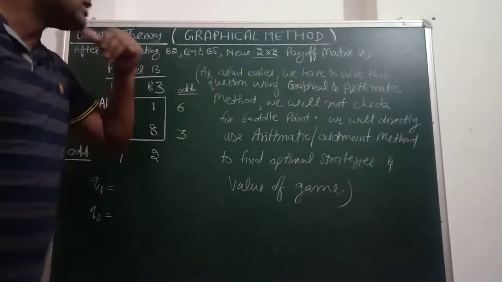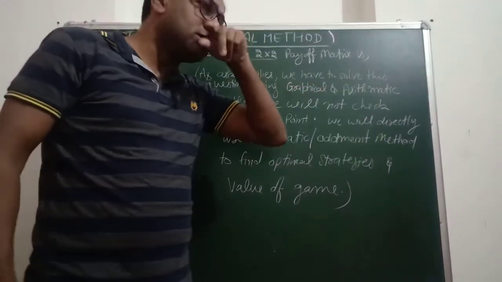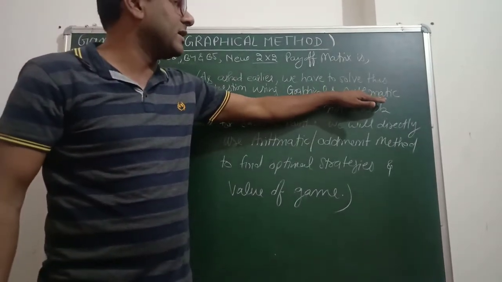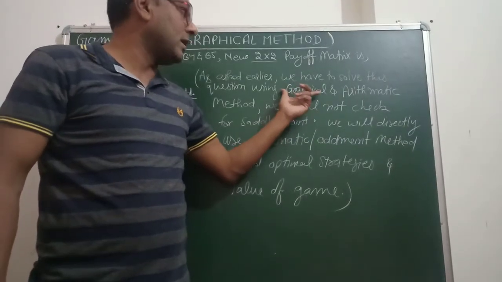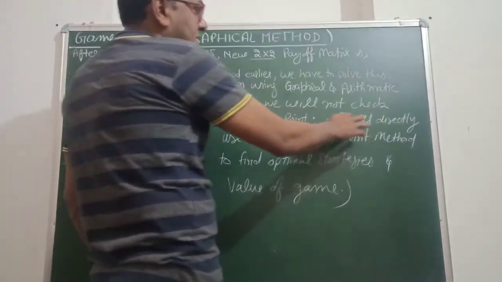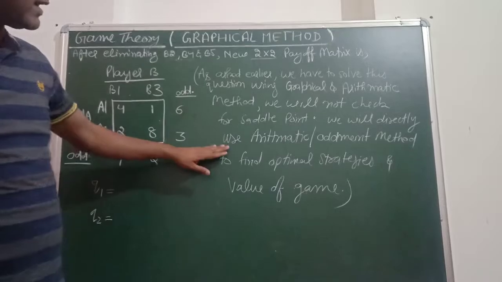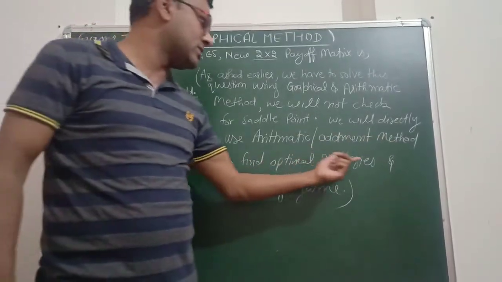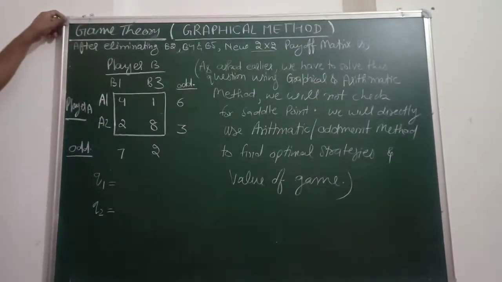As asked earlier, as per the requirement of the question, we have to solve this question using the arithmetic method followed by the graphical method. So we will not consider the saddle point technique here. We will directly use the arithmetic or oddment method to find the optimal strategies and the value of the game.